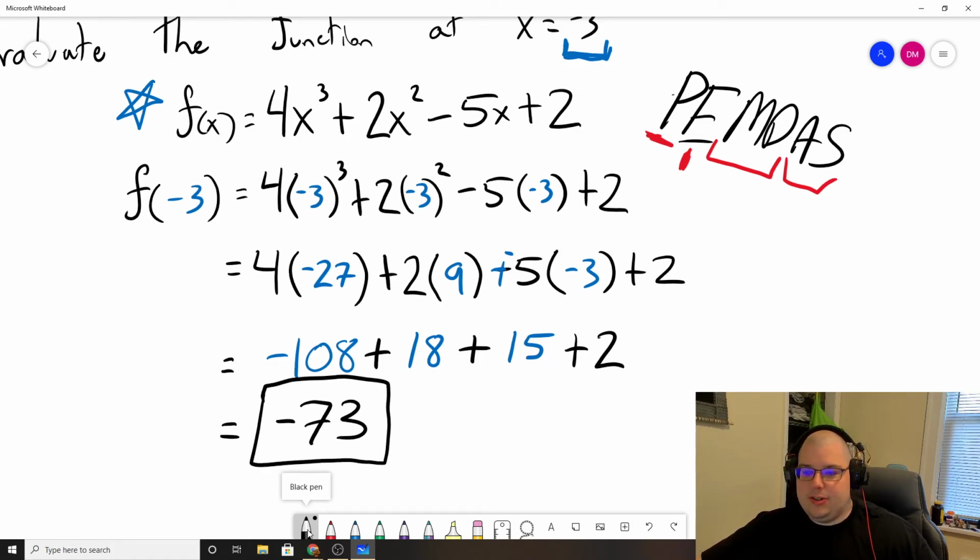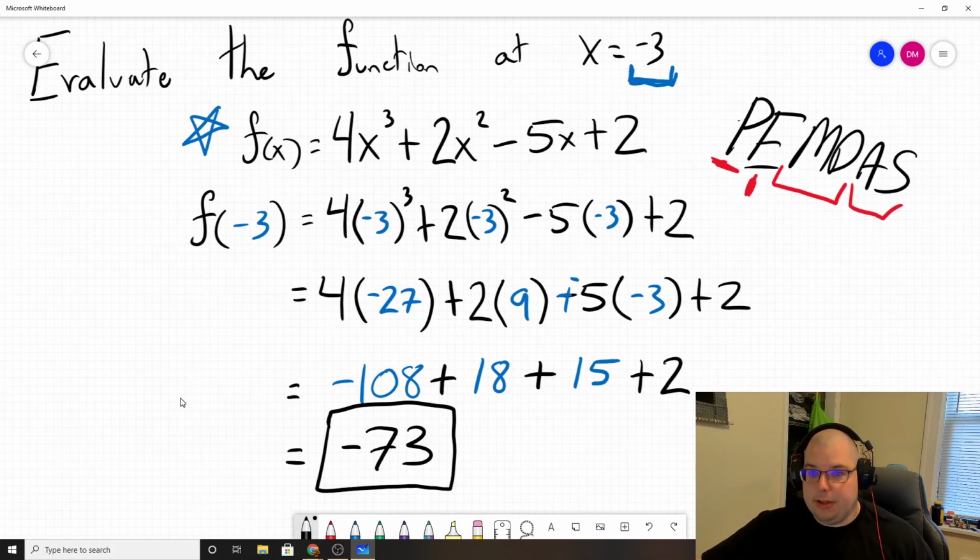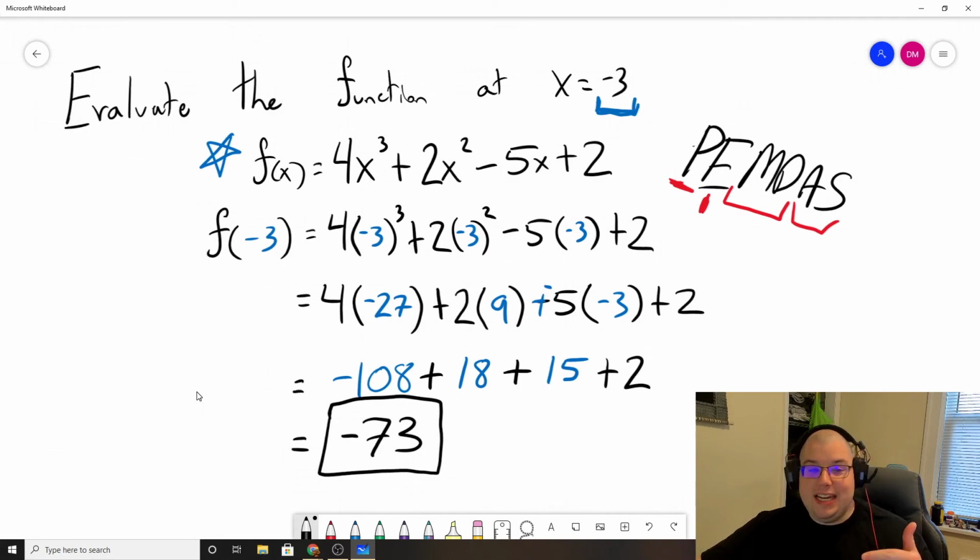That is our answer. Whenever you're evaluating a function at a number, you should get a number as your answer. So to recap what we did, we took the number that we're evaluating at, which is usually an x value. We put it in for all of the x's in the function. Then we follow order of operations to reduce the problem, and our answer is a number, a single number. So in this case, it's negative 73.